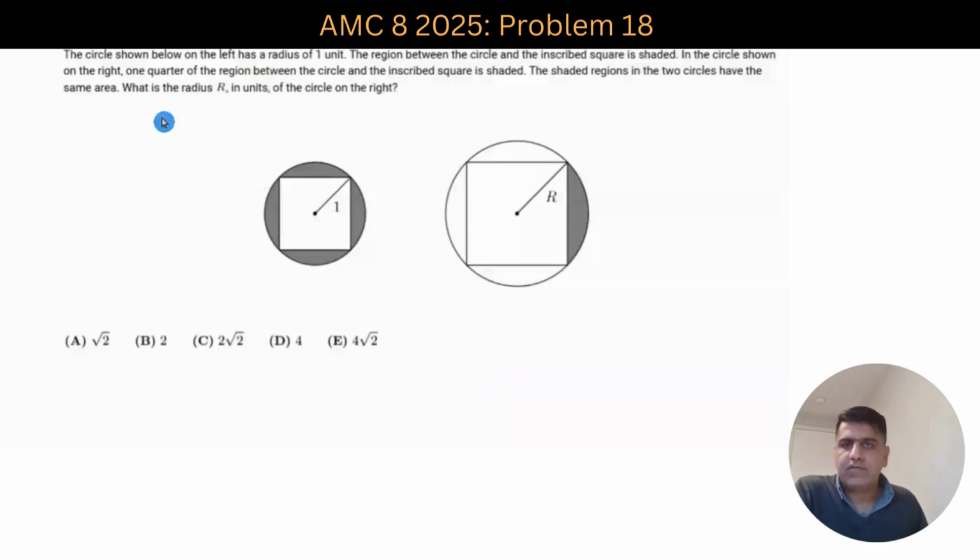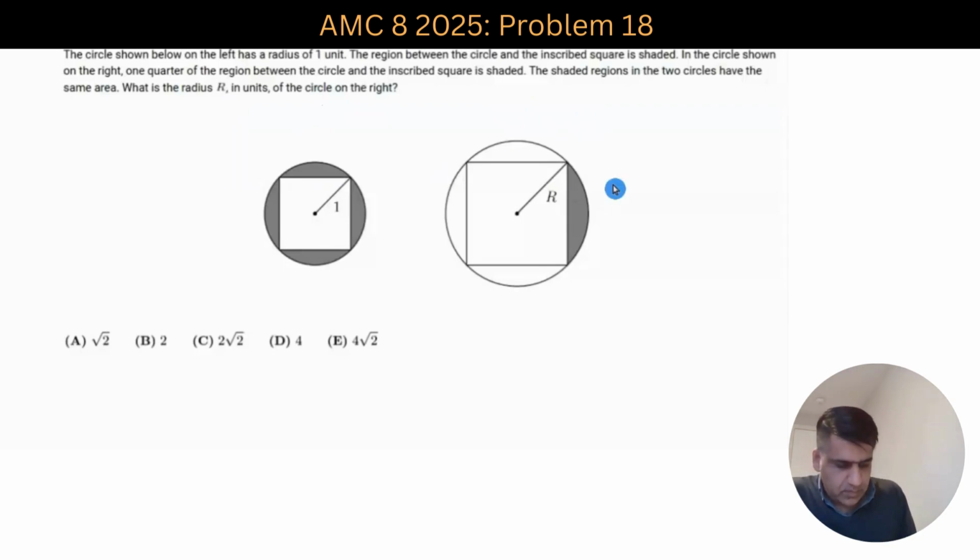Now let's look at problem 18, where the circle shown below on the left has a radius of 1 unit. The region between the circle and the inscribed square is shaded. In the circle shown on the right, 1/4 of the region between the circle and inscribed square is shaded. The shaded region in the two circles has the same area. What is the radius R of the circle on the right?